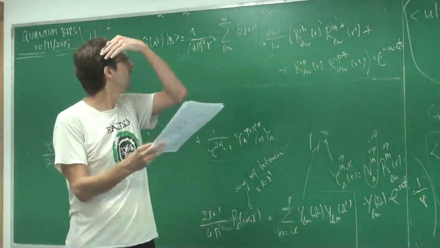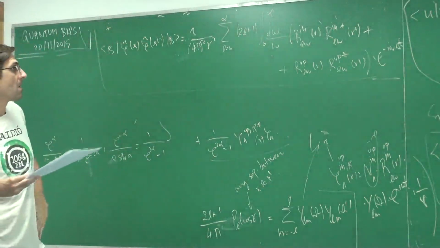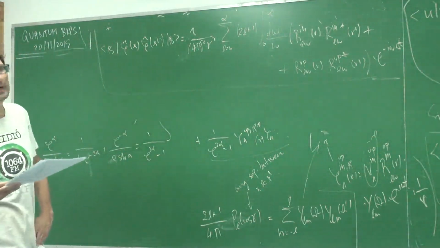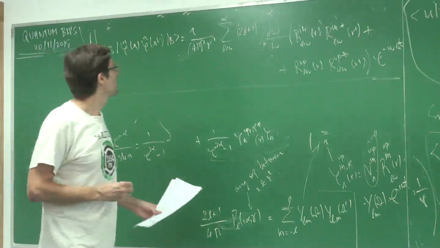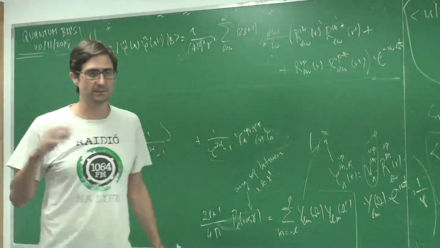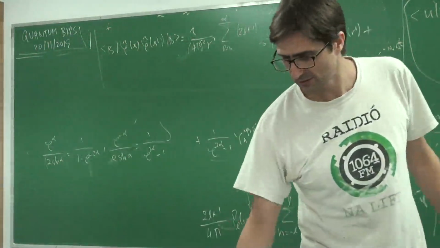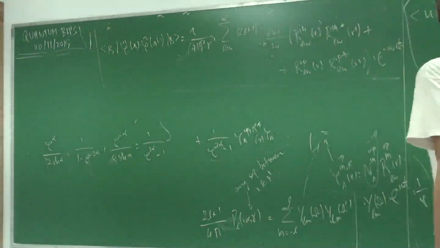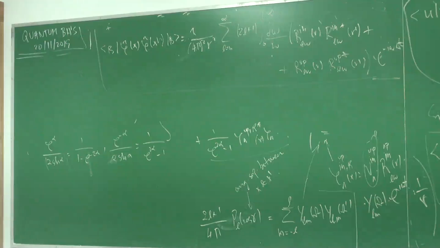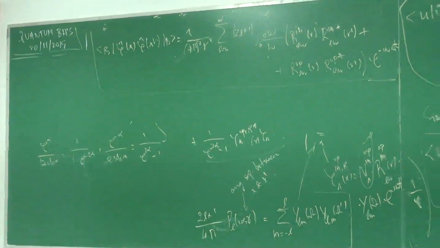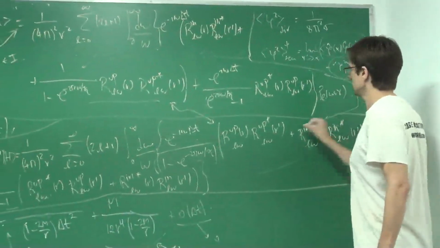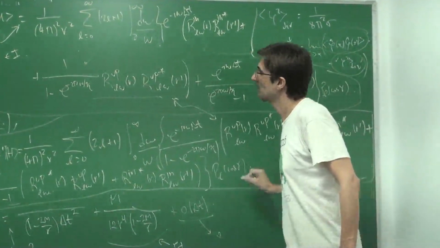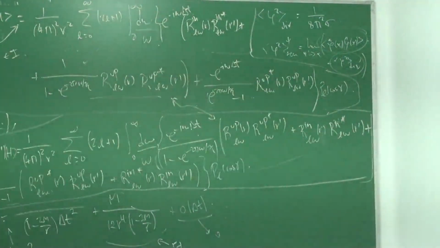The Legendre polynomial. Ah, you're right. You're right. So I'm missing the Legendre polynomial everywhere. So P_L of cos gamma.